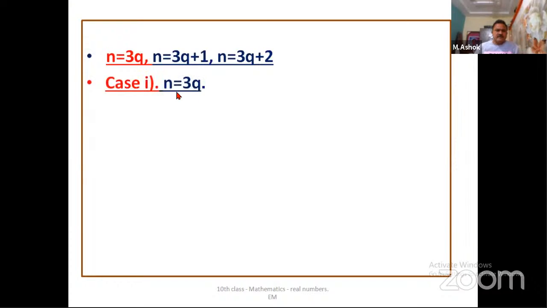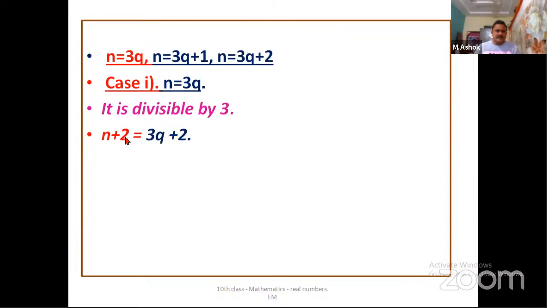The first case: I am taking n equal to 3q. Clearly n equal to 3q is a multiple of 3, so it is divisible by 3. Next condition: n plus 2 and n plus 4. Out of all these three conditions, only one will be divisible by 3. Here, n is equal to 3q, so clearly it is a multiple of 3, so it is divisible by 3.